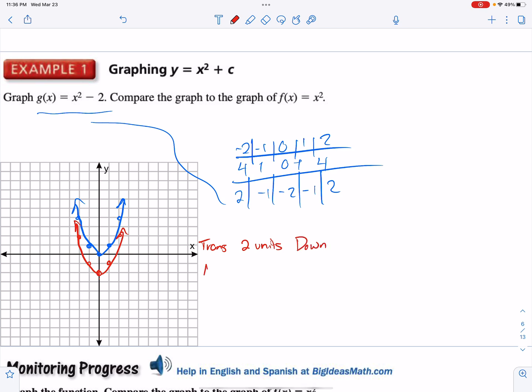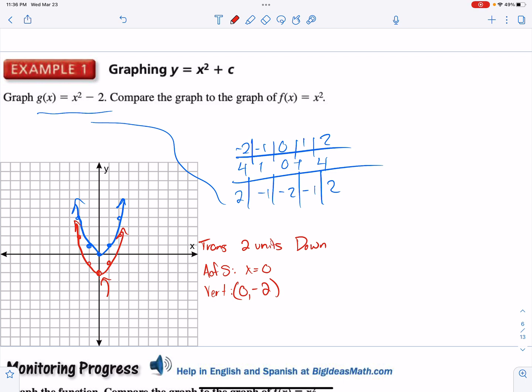Okay, my axis of symmetry, though, again, we said is not going to change. So my axis of symmetry is still x equals 0. My vertex changed because, again, I shifted down 2. So instead of 0, 0, on this problem, it's going to be 0, -2.